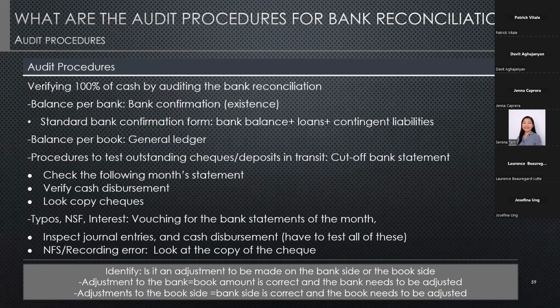Okay, so this is more for the bank reconciliation, like what your audit procedures are. We'll do this after again. I'll show you after. But when you're doing a bank rec, you have to identify, is it an adjustment to be made on the bank side or the book side? An adjustment to the bank means the book amount is correct and the bank needs to be adjusted, and the other way around, an adjustment to the book side means the bank side is correct and the book needs to be adjusted.